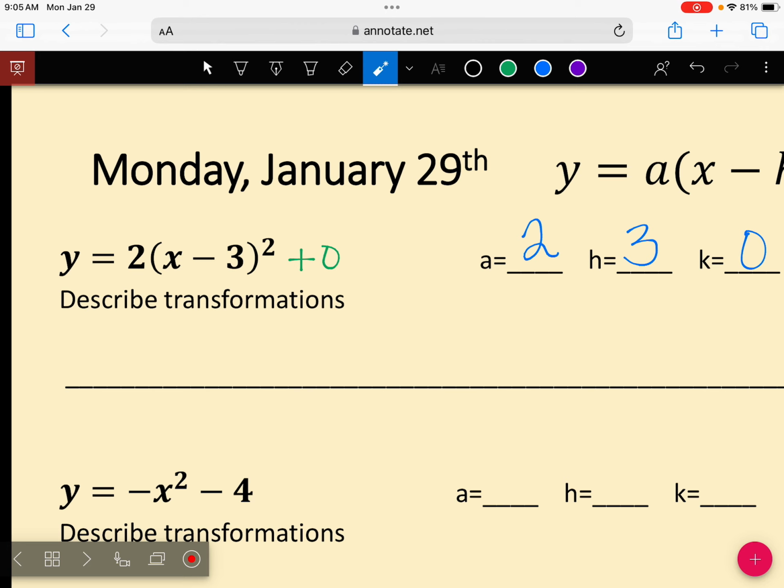Or take a picture of it and fill it in later. Okay, so when A is 2, what is that going to make it do? She has the notes, so when you're finished, hand it to him so you can take a picture of it. So when A is 2, what does it make it do? Sorry, Juan. Stretch.